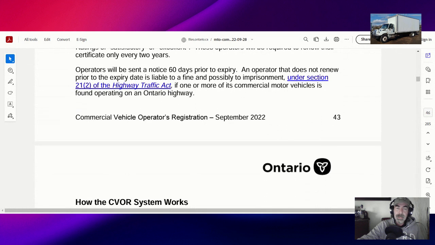Operators will be sent a notice 60 days prior to expiry. An operator that does not renew prior to the expiry date is liable to a fine and possibly to imprisonment under Section 21(2) of the Highway Traffic Act if one or more of its commercial motor vehicles is found operating on an Ontario highway.